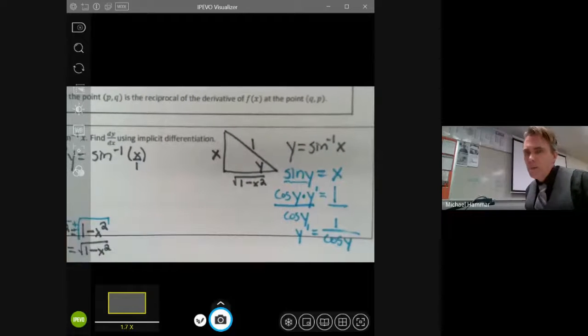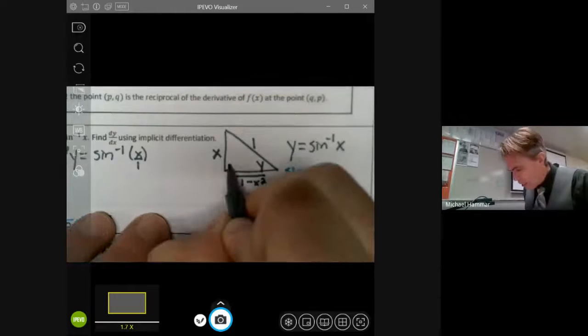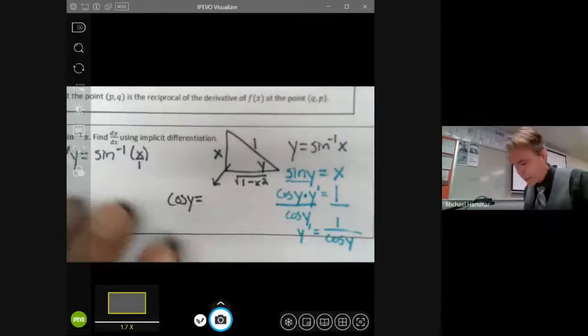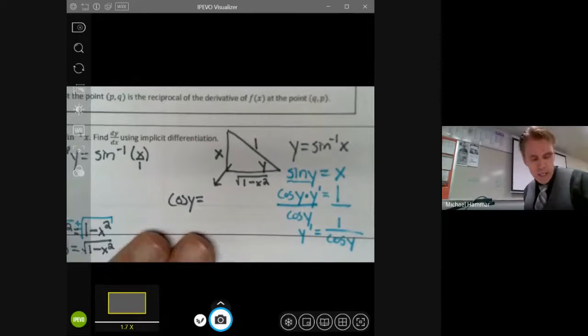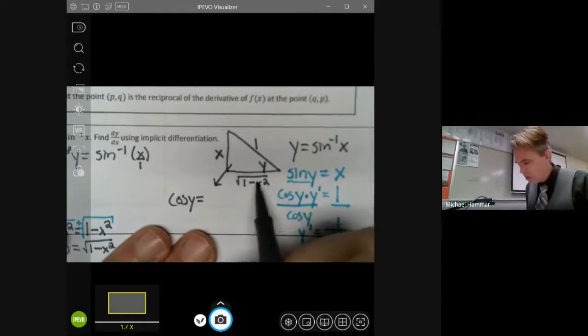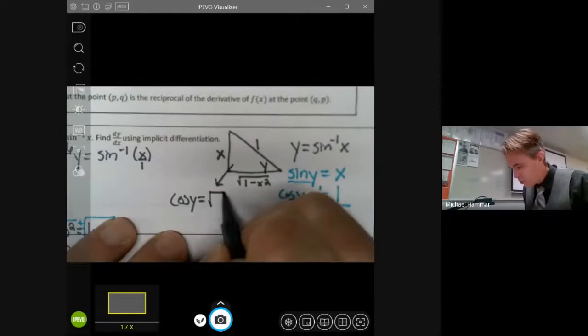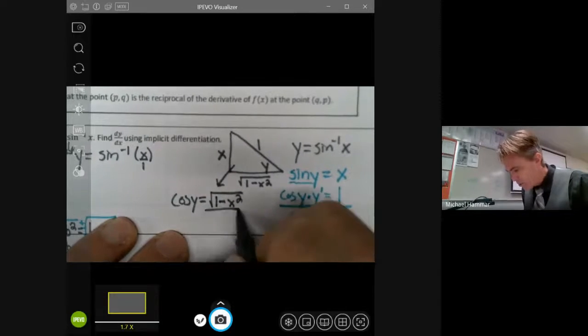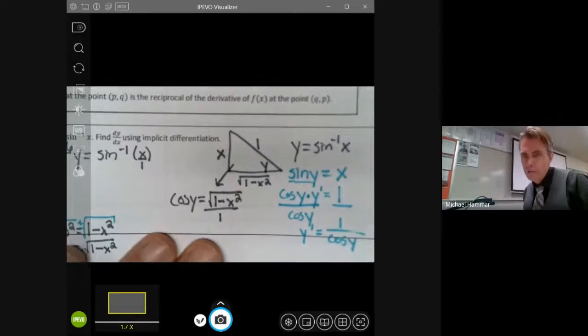Now, we can't have a y in there. We need it to be in terms of x. So that's where we have to go back to this triangle that we drew. If you think about it, the cosine of y is equal to the adjacent over the hypotenuse. So it's going to be the square root of 1 minus x squared over 1.